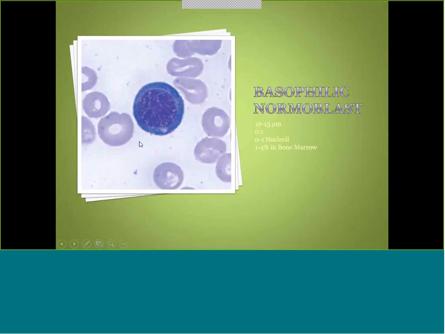The next in line was the basophilic normoblast. It's only 10 to 15 micrometers, so it's slightly smaller. It has a 6:1 nucleus to cytoplasm ratio, meaning the nucleus got smaller. It's still very dark blue. In fact, it's named a basophilic normoblast for how dark blue it can be. The chromatin inside that nucleus, you're starting to see it's a little chunkier looking. And then sometimes it can have up to one nucleolus. It doesn't always have a nucleolus, but it can.